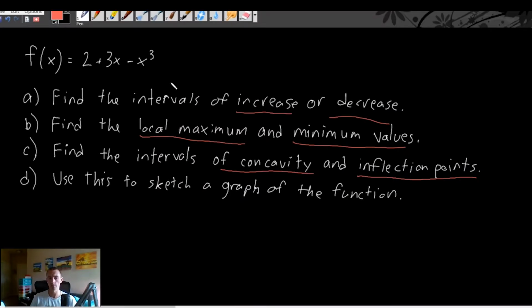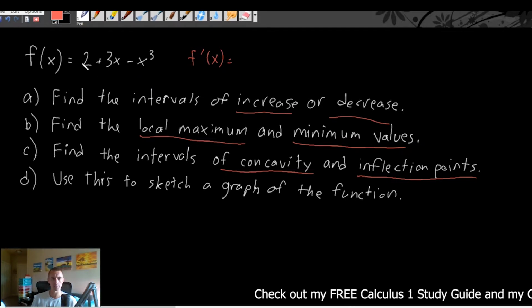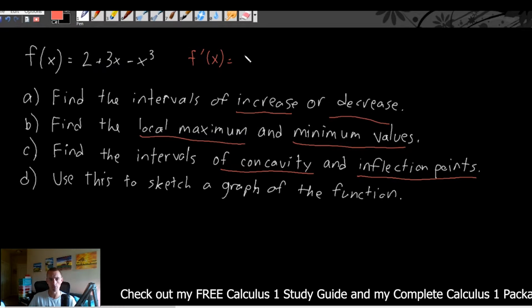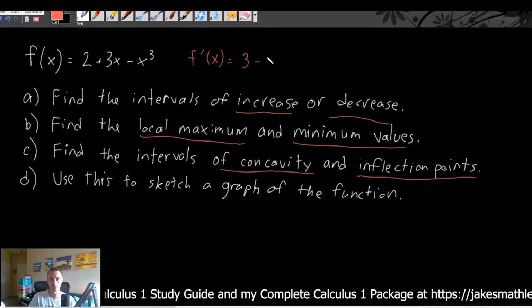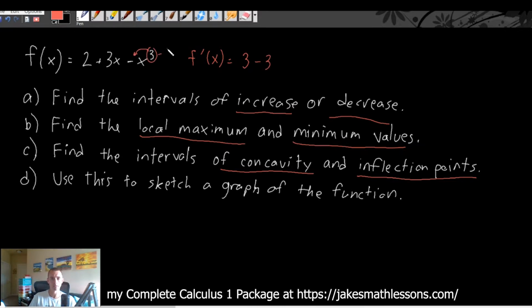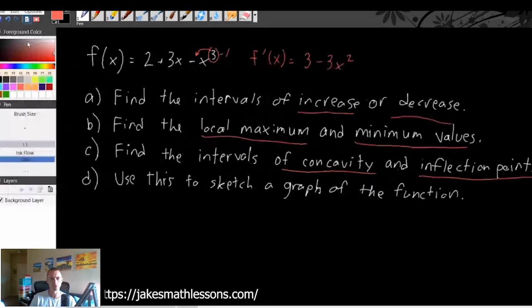So really the first place you want to start when you're doing any of these problems is to start by taking the derivative of your function. The derivative of this function can be found just by using the power rule. The derivative of a constant is just 0. The derivative of 3x is just going to be 3. And then for the derivative of minus x cubed, we bring the power 3 down in front, and then subtract 1 from our power. So 3 minus 1 is 2, and you leave your x as x. Okay, so there's our first derivative.